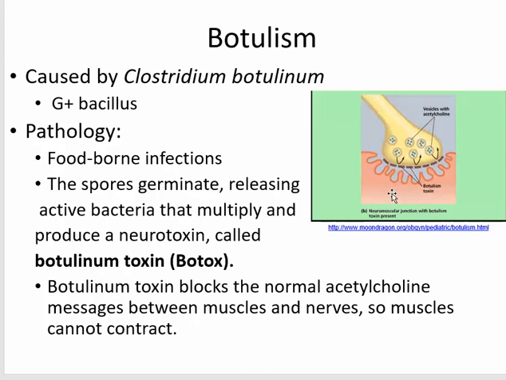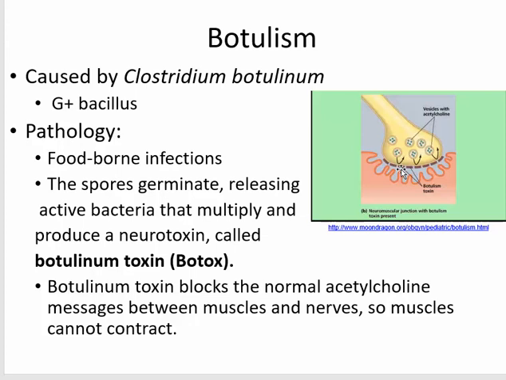So the botulism toxin, a nickname of which is Botox, goes in there and blocks acetylcholine signaling, and that is the signaling that tells your muscles to contract. So your muscles can get the signal to relax, but they can't get the signal to contract, leaving you paralyzed.